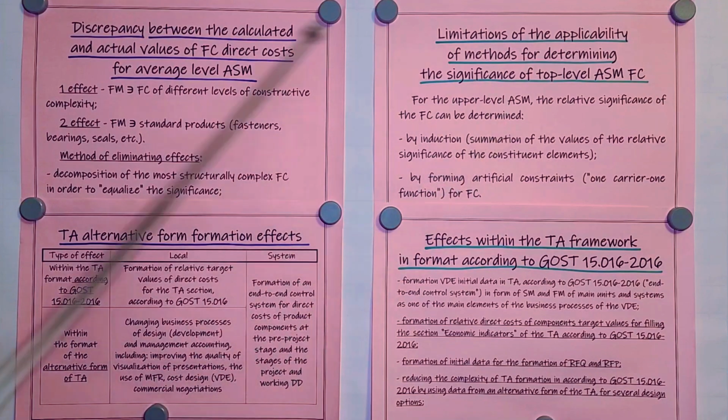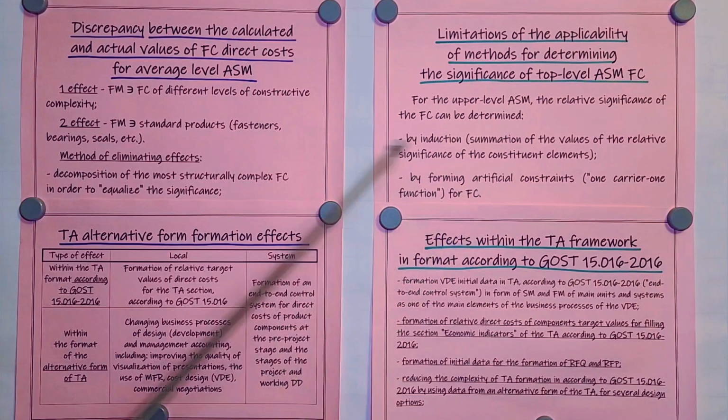Thus, for the upper level abstract structural model, the relative importance of its function carriers, and therefore a target value of direct cost for them, can be determined, first, by induction from the particular to the general, i.e. as the sum of the significance of its constituent elements of a lower level of abstraction close to a complete structural model and complete functional model, and the second by applying the principle of forming artificial restrictions, in particular matching no more than one function to one carrier, as well as other restrictions that will be discussed below.